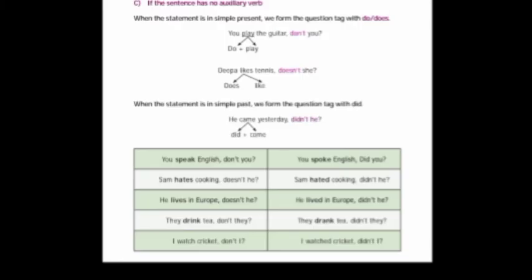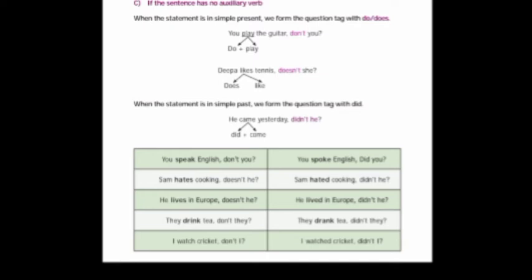Next, if the sentence has no auxiliary verb, when the statement is simple present, we can form question tags with do, does. You will see some examples. You play the guitar, don't you? So for play, do.